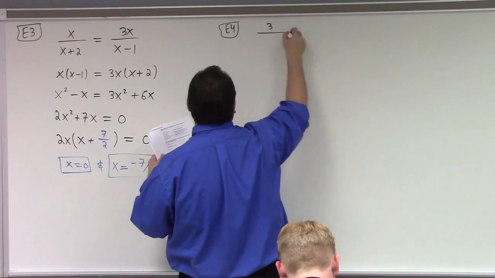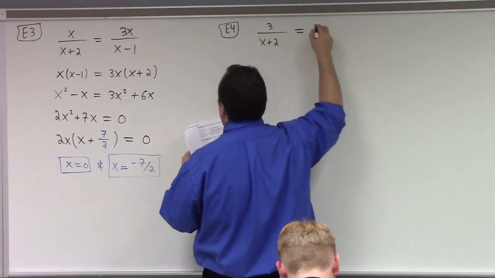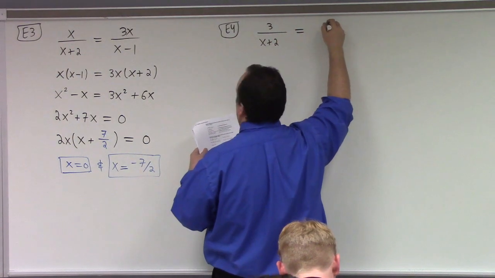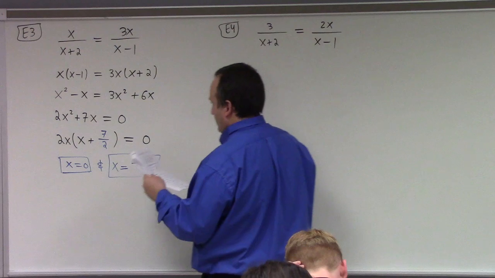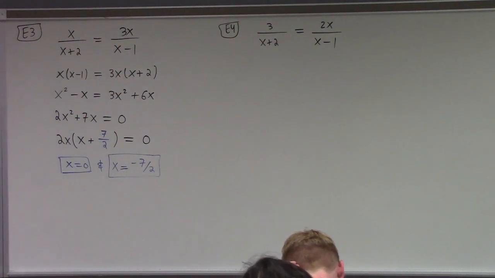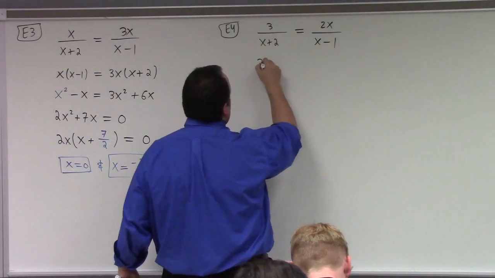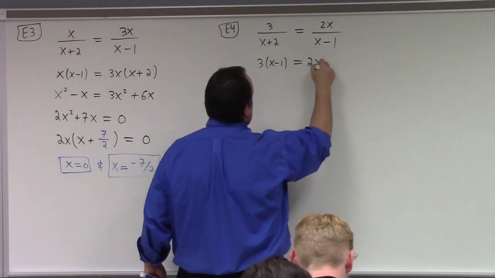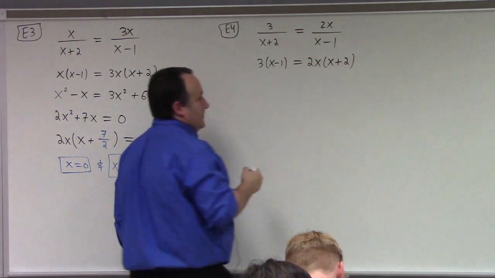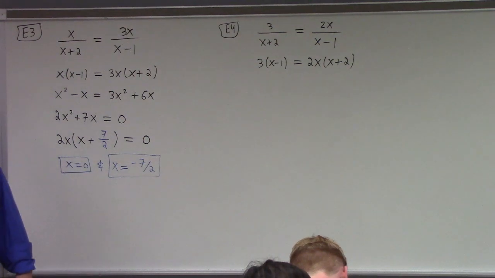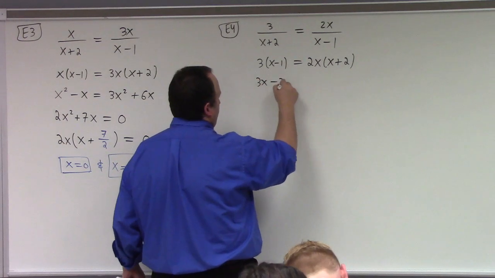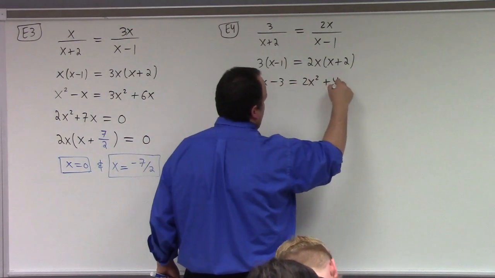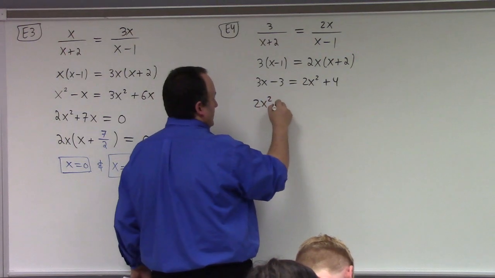What if we had 3 over x plus 2 is equal to, oh, I don't know, 2x over x minus 1. Let's see if we can solve that one. It's kind of the same example, but I want it to be ugly. So here we go. This is 3 times x minus 1 is 2x times x plus 2. This is not the example you were asking for, by the way. I'll circle back to it, but this gives me what? This gives me 3x minus 3 is 2x squared plus 4, which gives me 2x squared minus 3x.